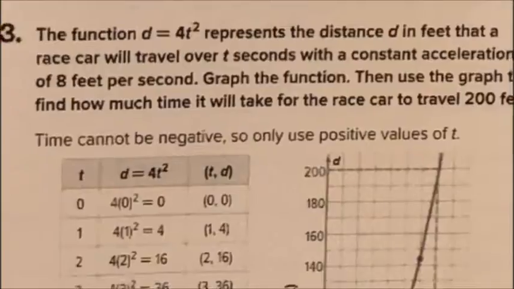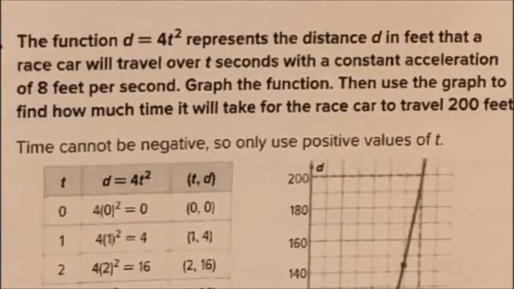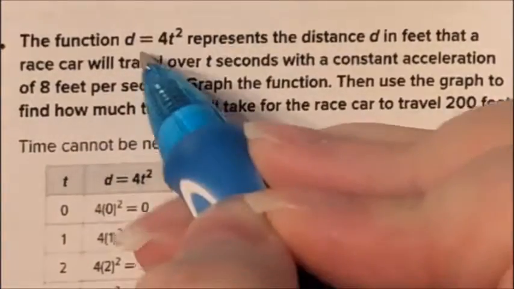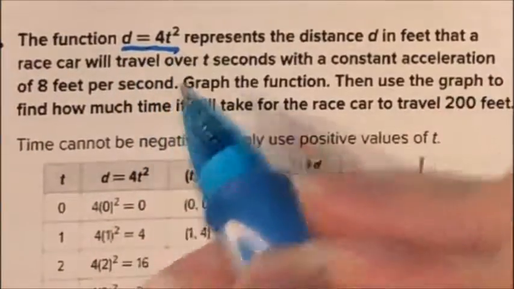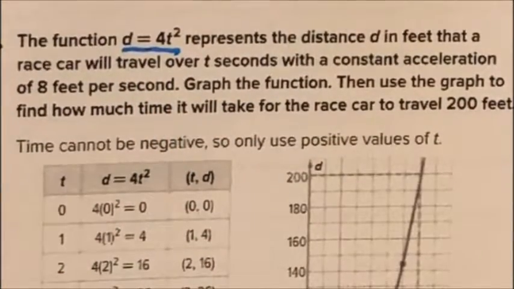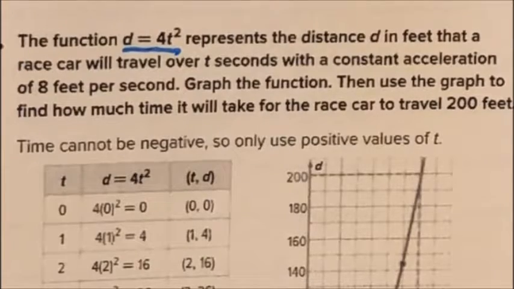Then I have example number 3, which is a word problem. It says the function d equals 4t squared. There's my function. That's a quadratic function because it has that squared factor. It represents the distance d in feet that a race car will travel over t seconds with a constant acceleration of 8 feet per second. Graph the function, then use the graph to find how much time it will take for the race car to travel 200 feet.